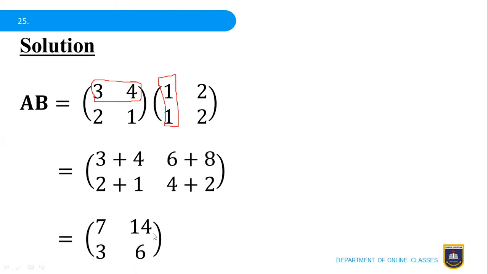So if you add everything, then we have 3 plus 4, now 7. 6 plus 8, 14. And then 2 plus 1 will give us 3. 4 plus 2 will also give us 6. So that is the solution to the first part. Do you all understand this?